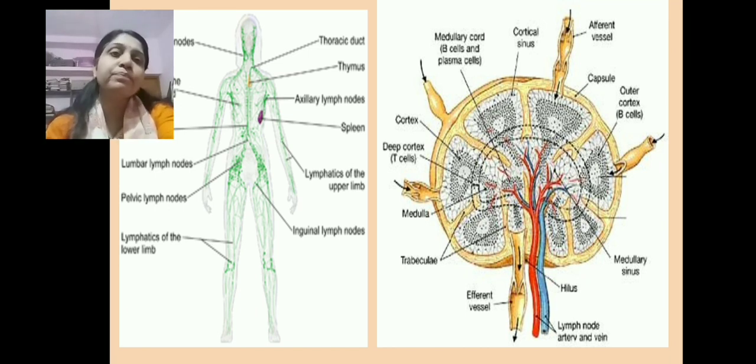Now the second region is called the paracortex region, which is present beneath the cortex region. Within it there is the presence of the T lymphocytic cells. Here there is also the presence of dendritic cells.